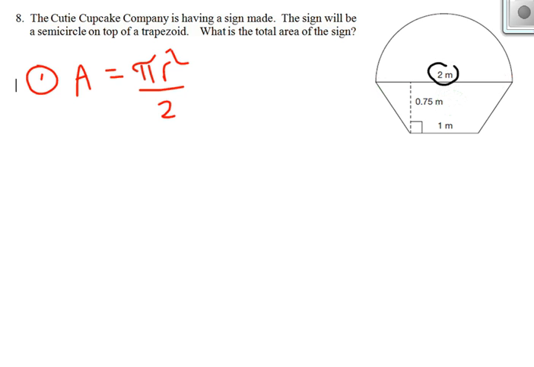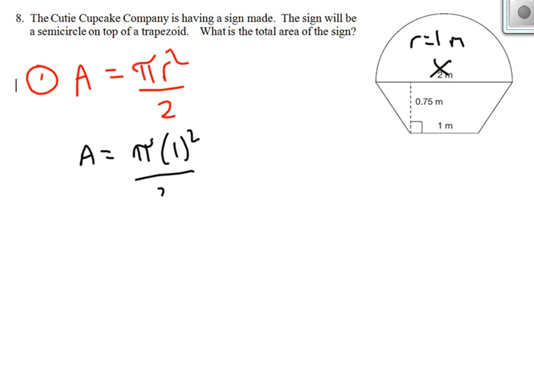Yes, this 2-meter marker is clearly halfway, is labeled halfway through, and that must mean it's talking about the diameter. If it was talking about radius, it would be labeled over here, and you would see a dot in the middle to clearly indicate a halfway point. So 2 meters must be the diameter, so I have to take that, cut it in half, and get the radius equal to 1 meter. So that means Cutie Cupcake Company, that your semicircle has a radius of 1.